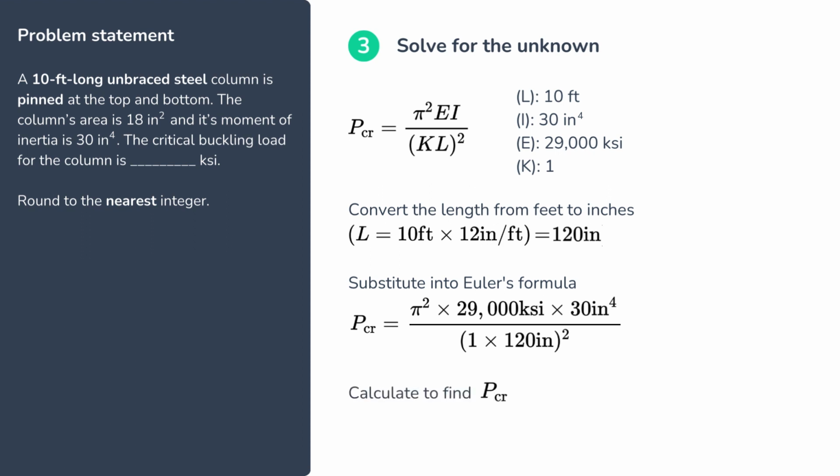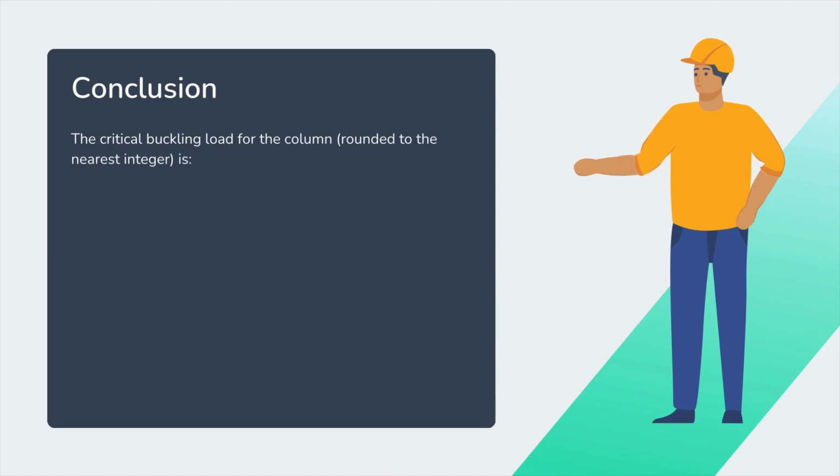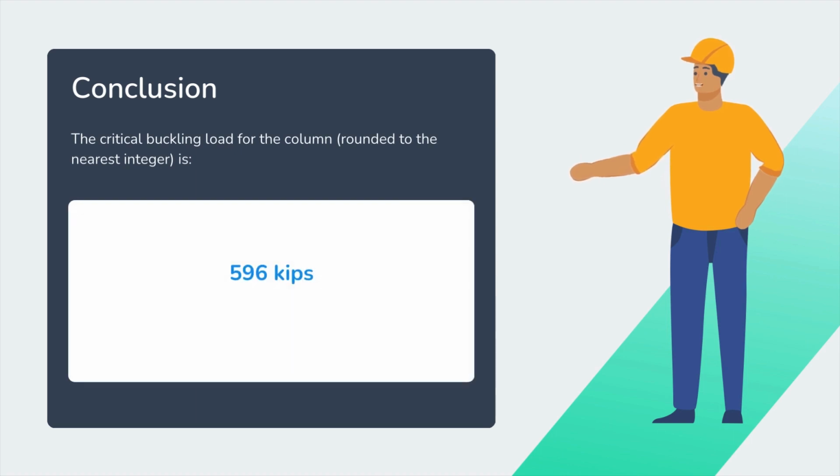After calculating, we find that the critical buckling load is approximately 596.3 kips. Remember, a kip is 1,000 pounds. Rounding this to the nearest whole number, we conclude that our critical buckling load is about 596 kips.